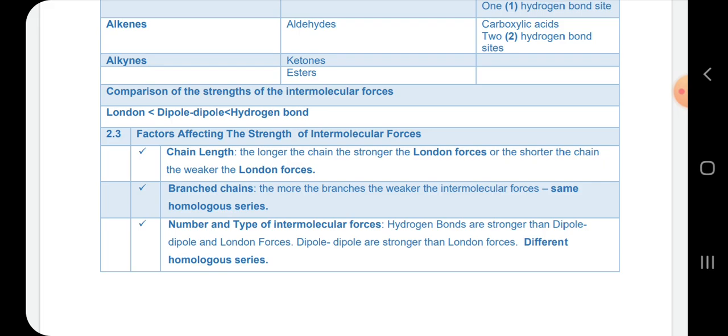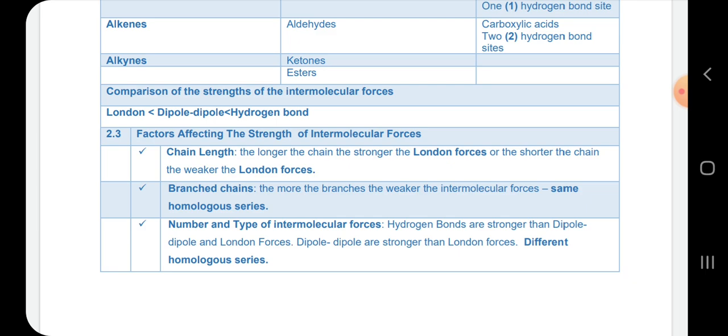Okay, so the less carbons, again, the carbons make up the chain of the structure. So the more those carbons, the stronger the London forces. London forces are weaker, but they can be a bit stronger in a long chain. And then we're going to talk about branched chains. The more the branches, the weaker the intermolecular forces.